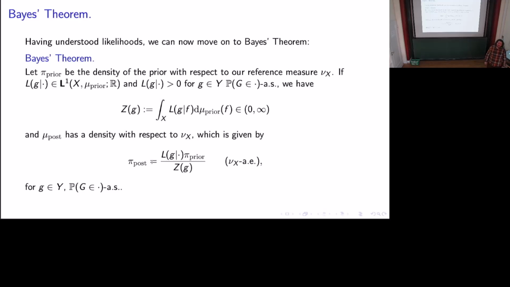The Z also has a meaning. It's often called the model evidence, and you can use it for certain things. It's not so important here. But that's essentially Bayes' theorem.